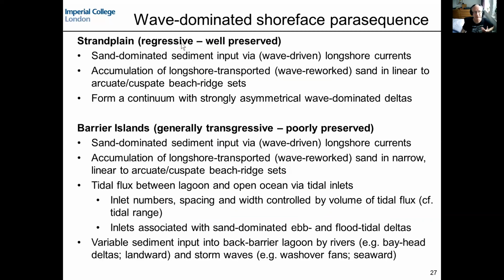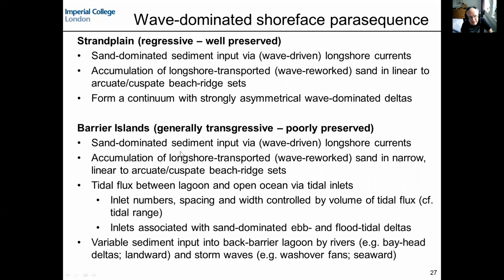So strand planes are regressive, they're well preserved. Sediment is supplied by longshore currents, so typically waves approaching the shoreline at an angle and then setting up those longshore currents parallel to the shoreline. That gives us these kind of linear or gently curved shoreline geometries. And often these strand planes, it can be difficult to say where they end and where deltas with a strong wave influence begin. There's a continuum between those two.